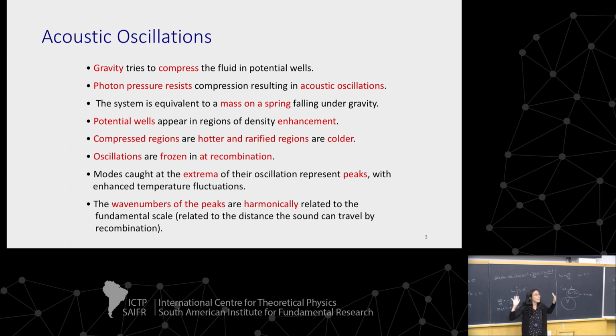So we see these oscillations as sort of frozen at the time of recombination. And there were different modes. The perturbations happen at different wave numbers, but modes that were caught in an extrema appear as peaks and troughs in the temperature fluctuations, but at peaks in the power spectrum. And again, as we saw, the wave numbers are harmonically related to each other.